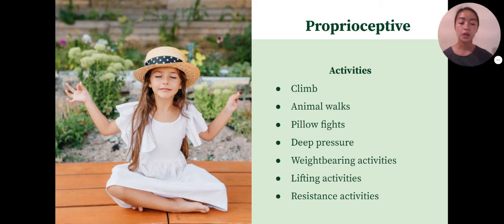Here are general ideas for activities that provide proprioceptive input. You might see some repeating ones from the vestibular activity list since they provide more than just one type of input. Climbing, animal walks, pillow fights, deep pressure from massages, hugs, or squeezes, weight-bearing activities like push-ups, lifting activities like carrying a box, resistance activities like pushing or pulling.